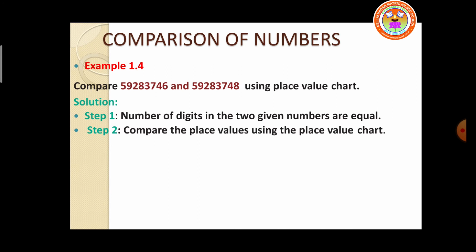Now, comparison of numbers using place value. It is an example given in the book itself. Compare these two sets of numbers using the place value chart. What are the steps followed? Read step 1. The number of digits in the two given numbers are equal. First, we have to check whether the given numbers of digits are equal or unequal. If it is equal, compare the place values using the place value chart.